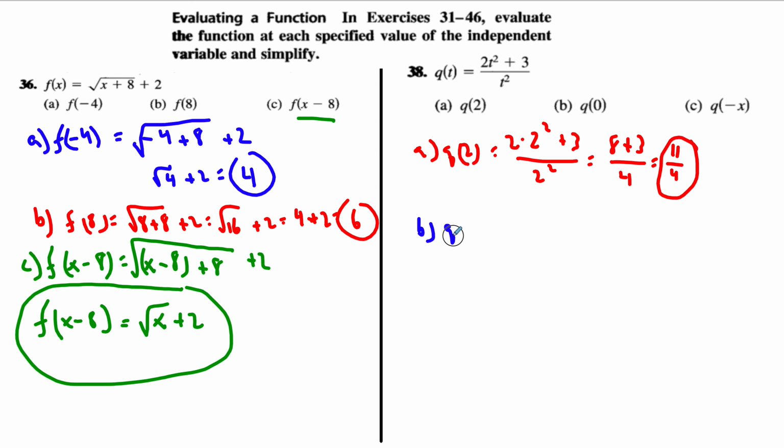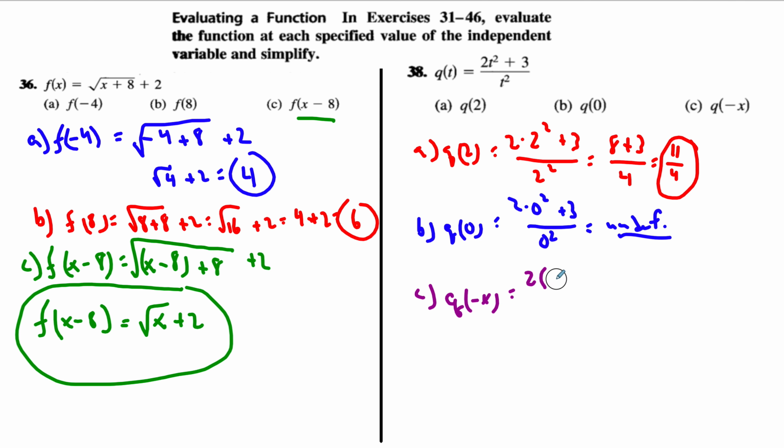B, Q of 0. So 2 times 0 squared plus 3 over 0 squared and undefined. Why? You're dividing by 0, which is a problem. You're actually done. C, Q of -x. I do want you to simplify this, so it would be -x. Now this is where you probably want to think of this as -x squared, meaning you're multiplying -x times -x.